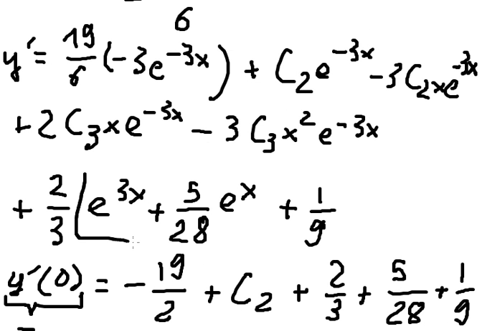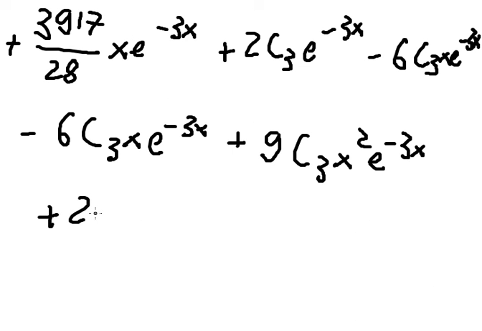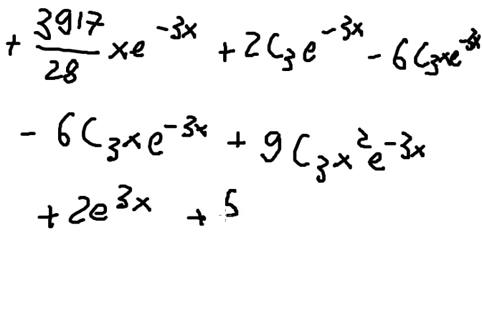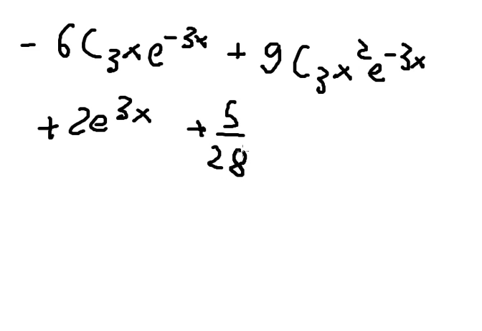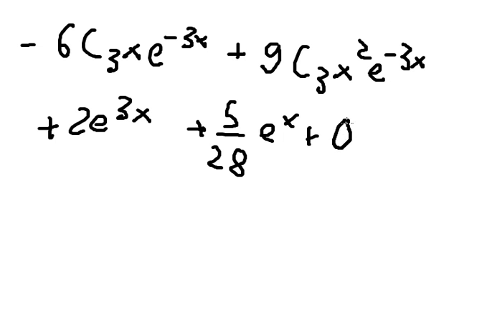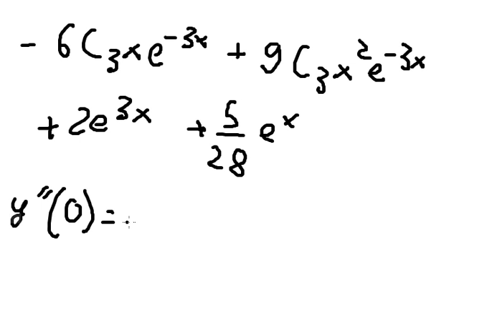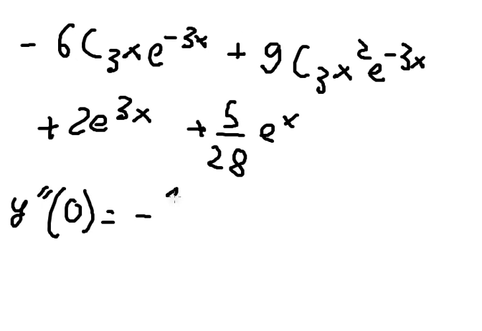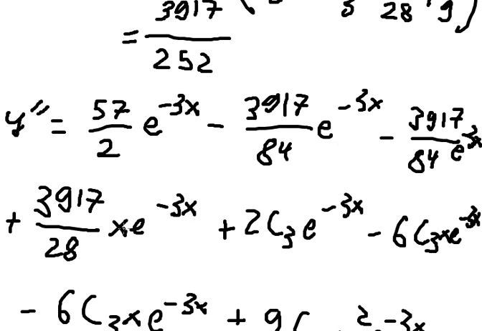So the next one we take the derivative of this one. And we take the derivative of this one. And we take the derivative of 1 over 9, and that is 0. Now, we put 0 on here. So, we put 0 in here, 0 in here, 0 in here, and so on in here. So, we got negative 1,360 over 21. So, the next one you get 0 in here.